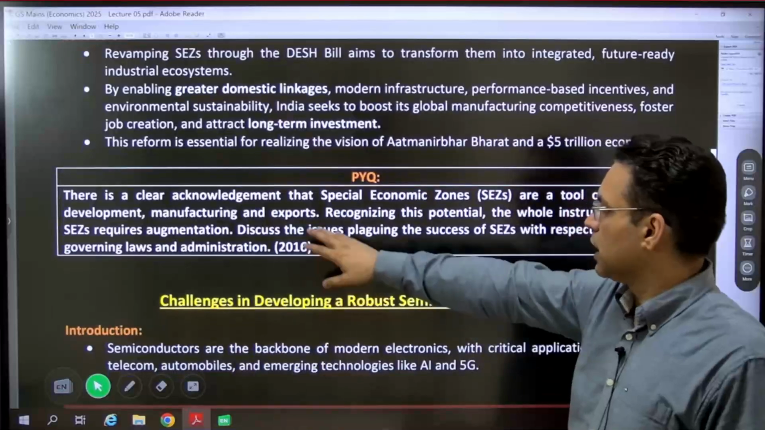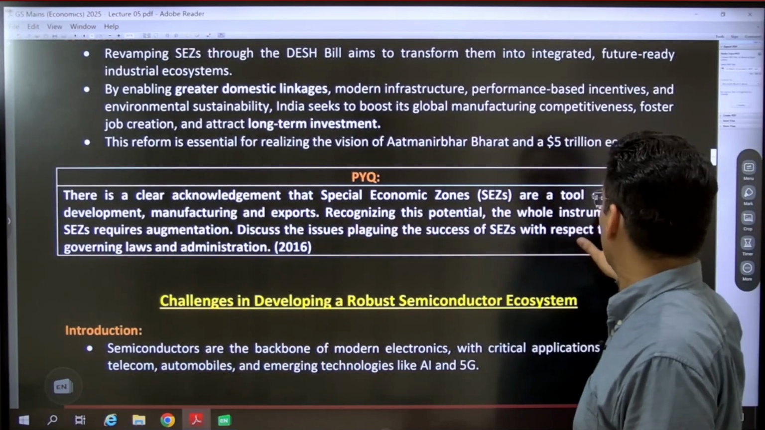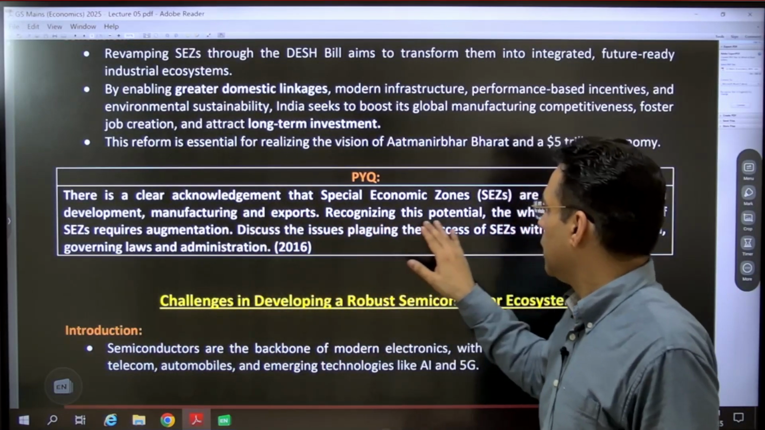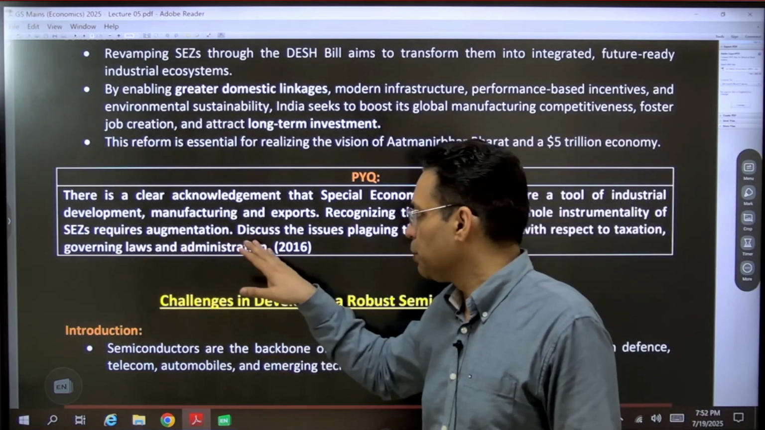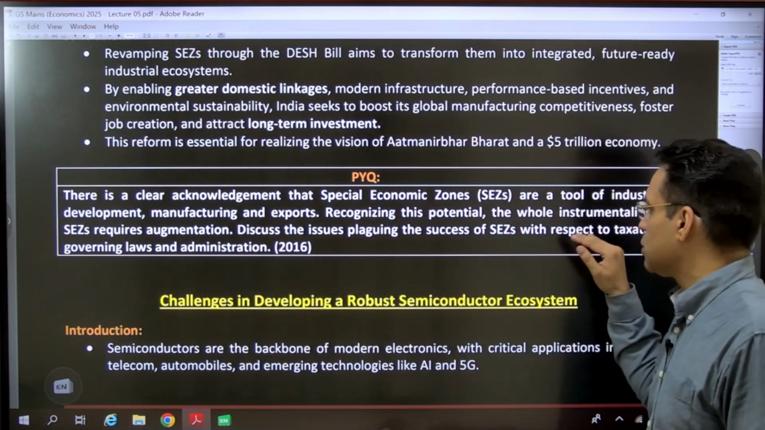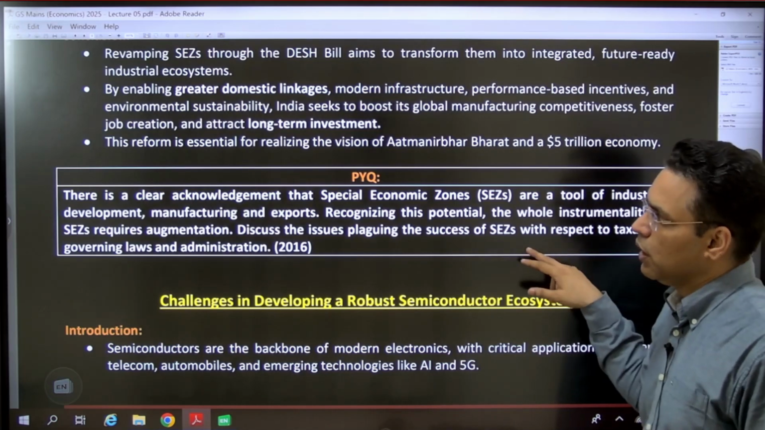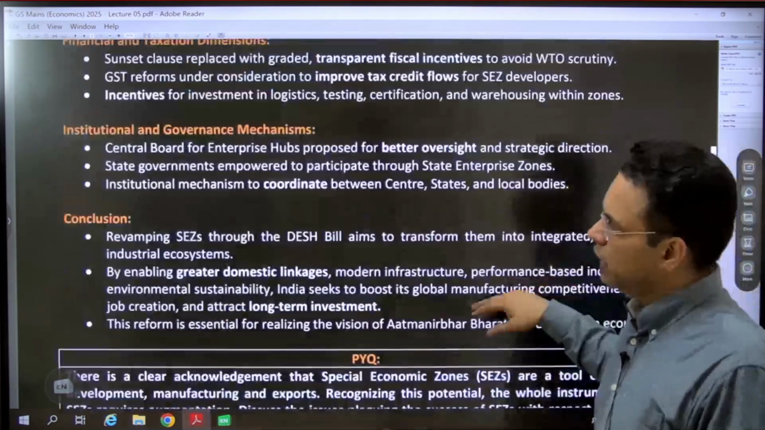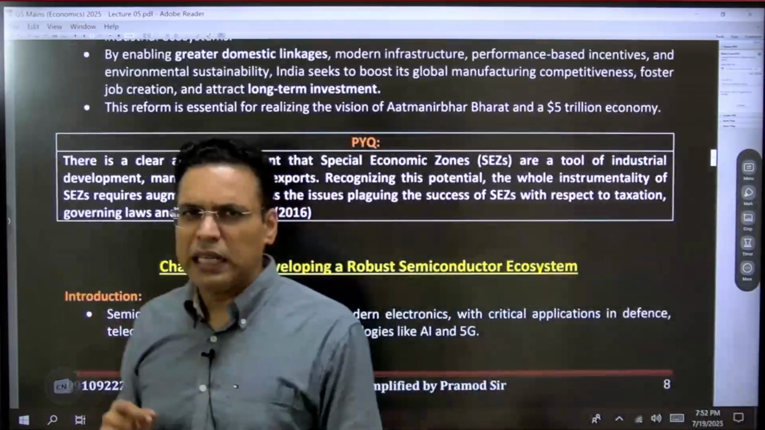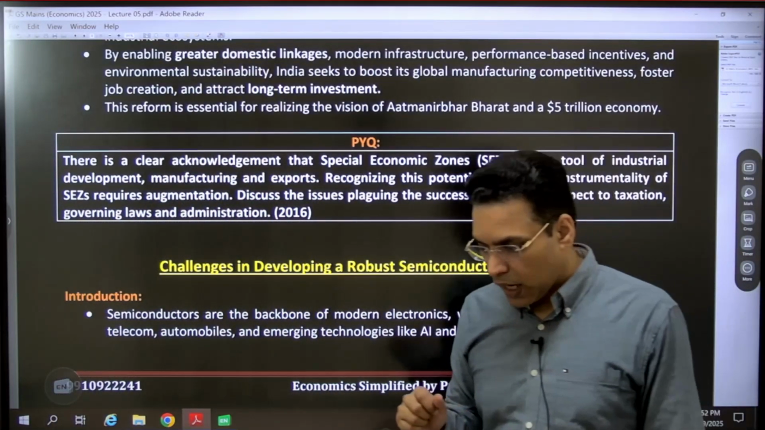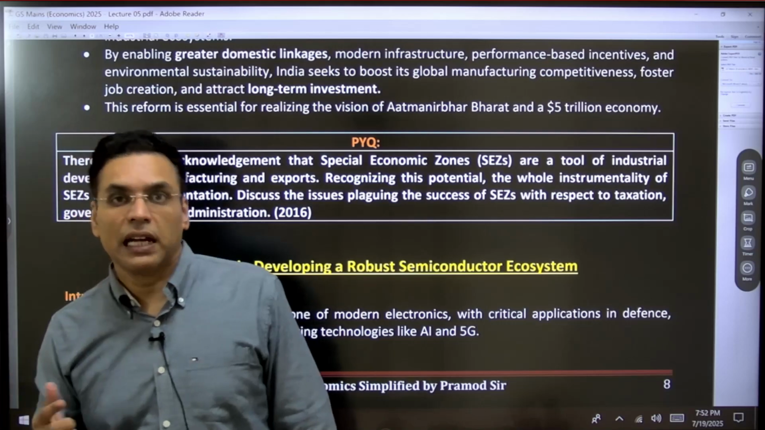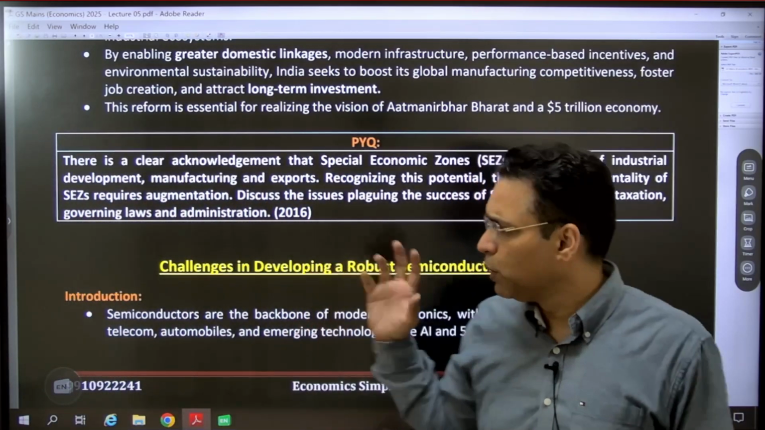Now remember this question came. This is special acknowledgement: SEZs are a tool of industrial manufacturing. Recognizing this potential, the whole instrumentality of the SEZ requires augmentation. Discuss the issues plaguing the success of SEZ with respect to taxation, governing laws and administration. तो ये SEZ में 2-3 लॉ थे, DDT, dividend distribution tax and capital gains tax. तो उसमें issues थे and वहाँ पे गवर्नमेंट ने कुछ changes किए थे.